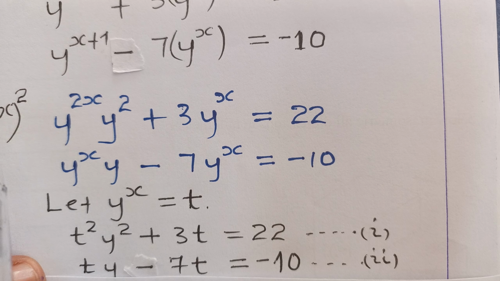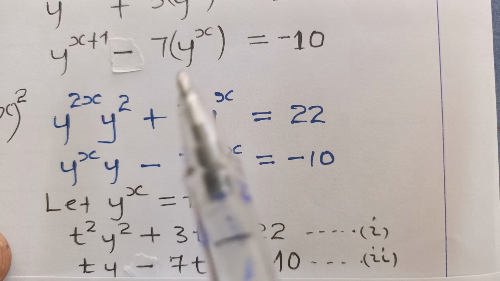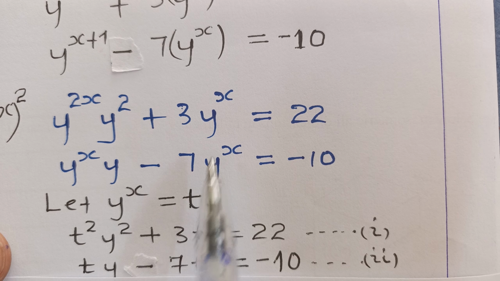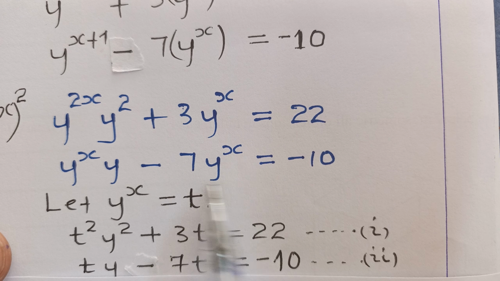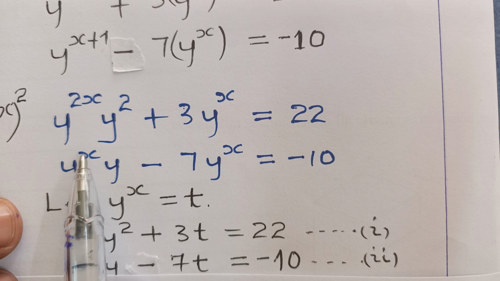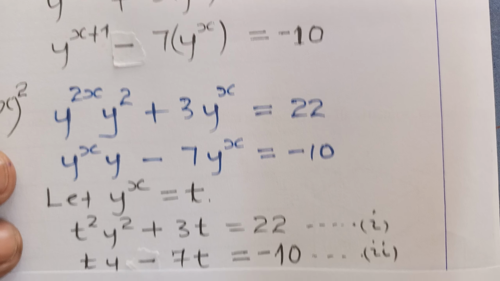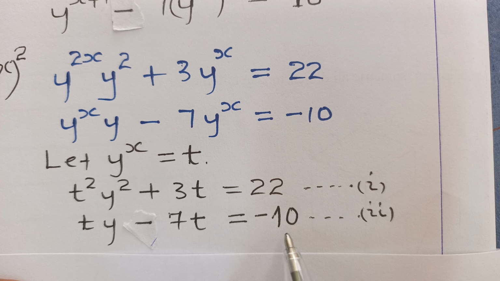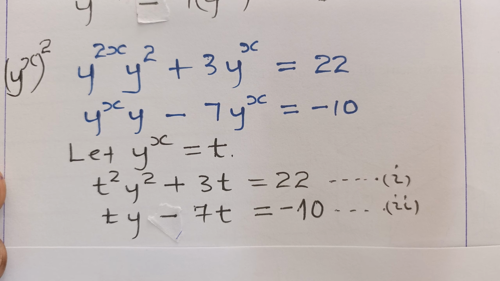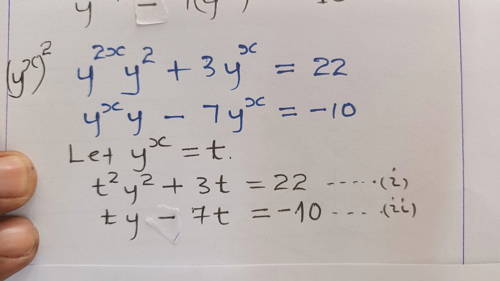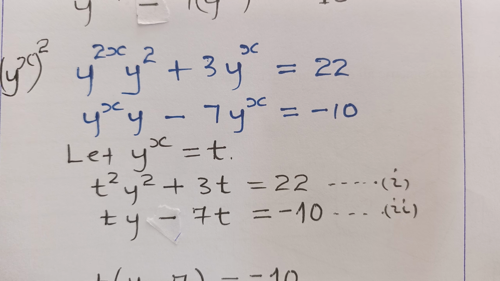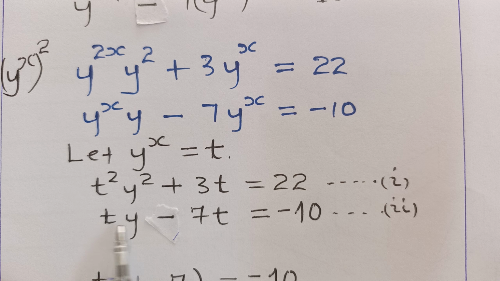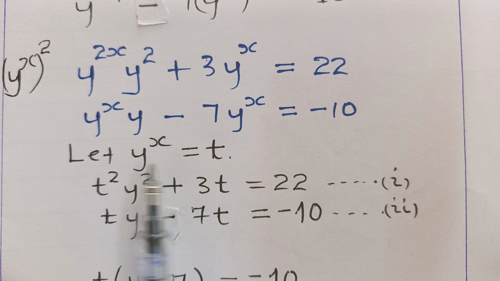So for this, you'll have t squared times y squared plus 3t equals, because this one is supposed to be t, this one is also supposed to be t. So this value is t now, and it comes to ty minus 7t equals negative 10. From there, guys, using this second equation, we can now find t. Make t the subject of the formula.